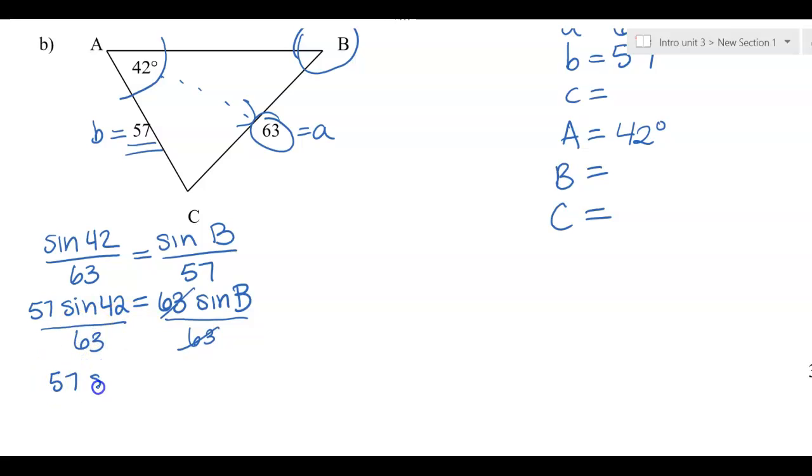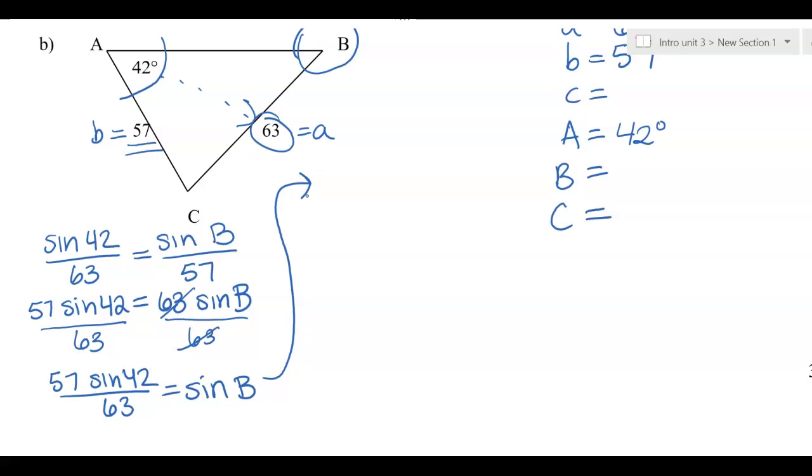So I have 57 sine 42, all divided by 63, equals the sine of B. How am I going to get B alone? Yeah, I'm going to have to use the inverse. Are you guys okay with that? If you're really uncomfortable with that, then go ahead and turn the fraction on the left side into a decimal.